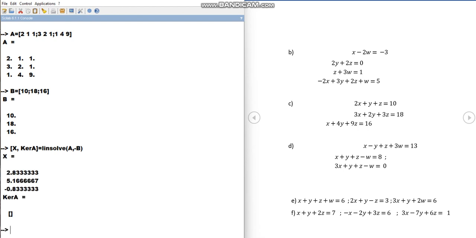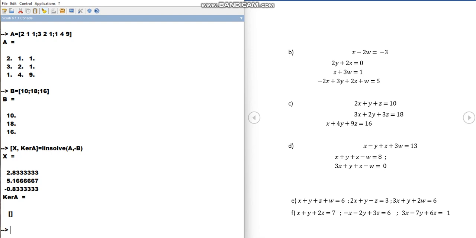Here you observe that x is the solution of the system and kernel of A is just empty brackets, which means the kernel of A is an empty set. That means there is no free variable. Each column has a pivot position. In that case only we don't get any free variable. So the solution displayed is a unique solution to this system.